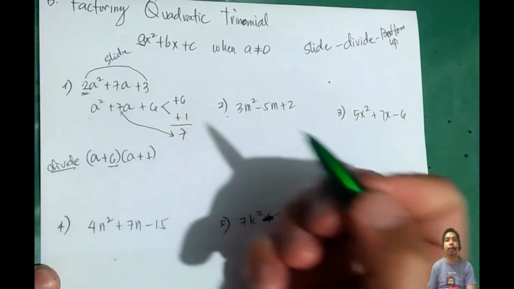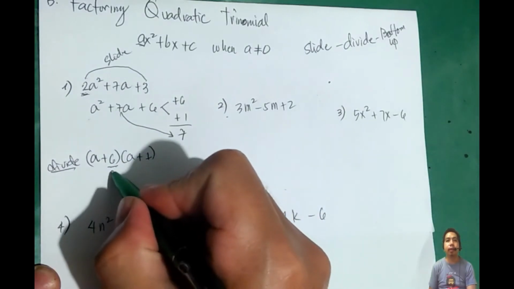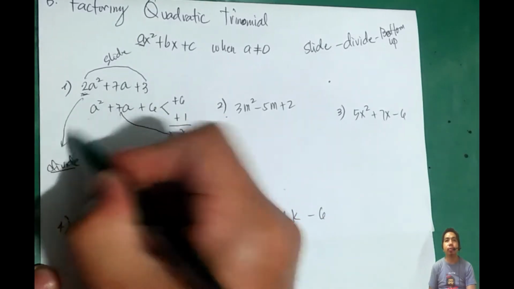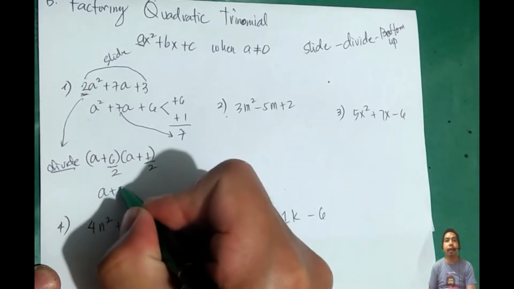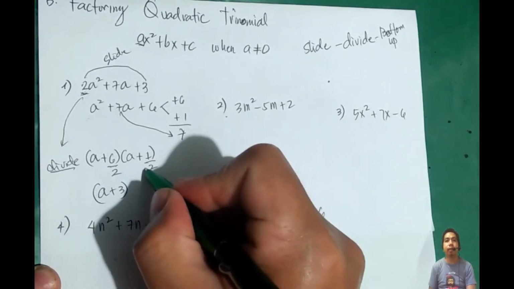So, i-apply naman natin yung pangalawang step. We're going to divide the factor by 2, kung ano yung coefficient na in-slide ninyo. So, the final answer would be a plus 3. Yan, 6 divided by 2, that is 3.